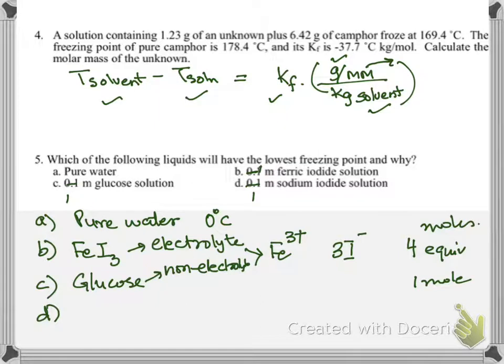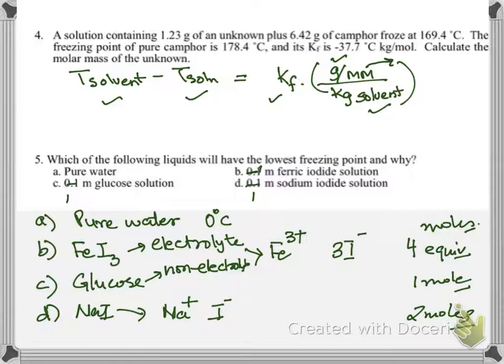D, you're putting sodium iodide solution. Sodium iodide is again an ionic compound. It will break down to produce Na plus and I minus. And that means adding 1 mole of sodium iodide basically means adding 2 moles of the ions. And again, keep in mind, we do not care what we are adding. What we care is how much we are adding. So the more you add, the more the freezing point will go down.